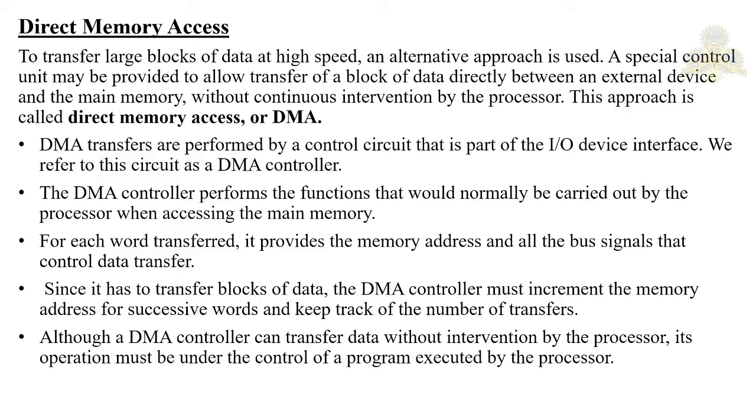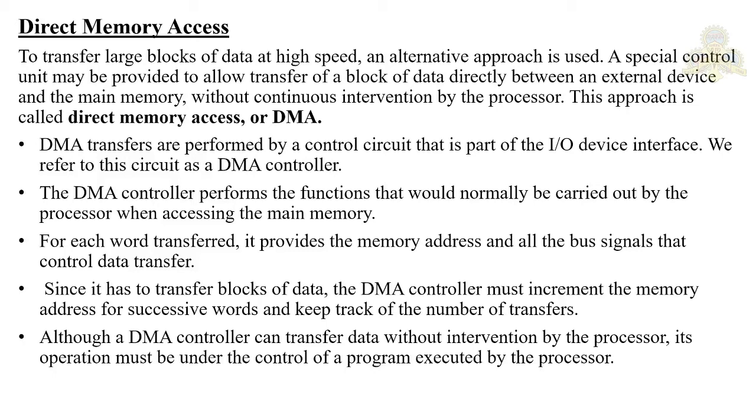So we had understood that this DMA controller transfers the data without the continuous intervention of the processor. But the operation of this DMA controller should be under some program control, which is executed by your processor. So to initiate the transfer of the block of words, first the processor sends the starting address, the number of words in the block and the direction of the transfer, like read, write, whatever. So when the entire block has been transferred from the device to the main memory, the controller informs the processor by raising an interrupt signal.